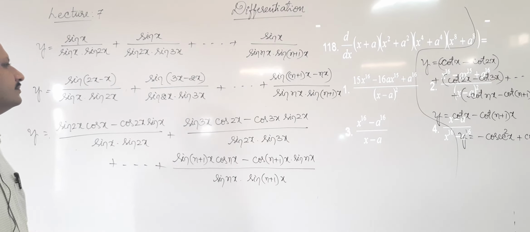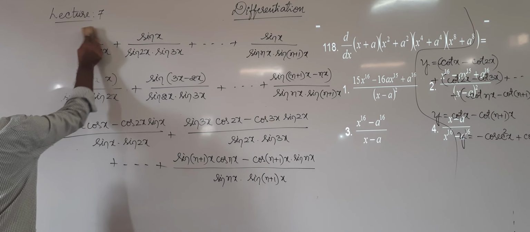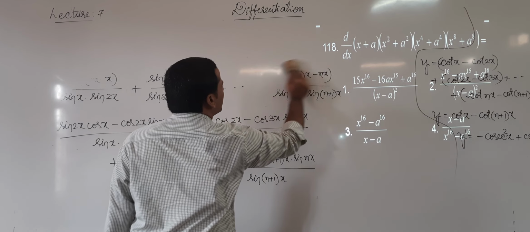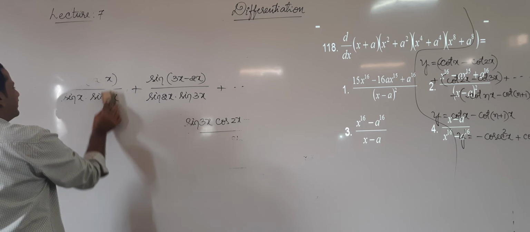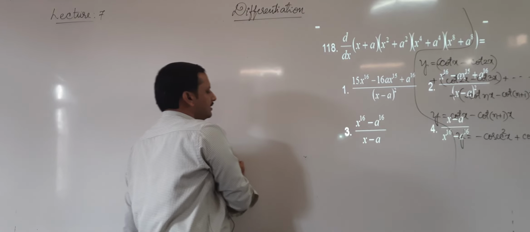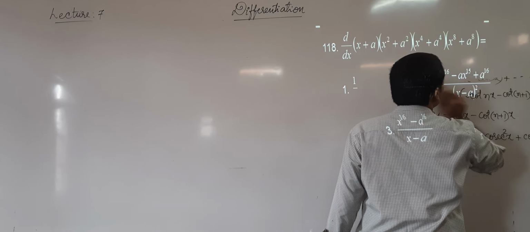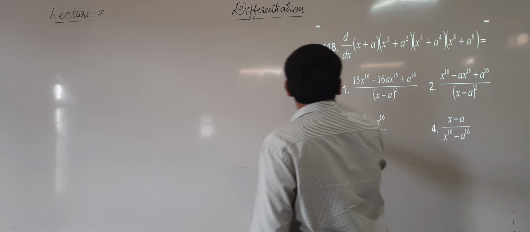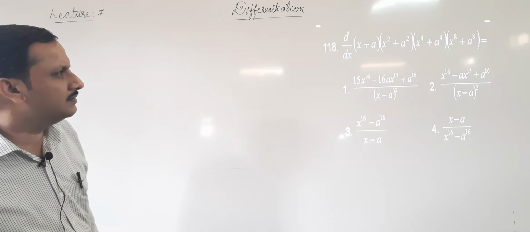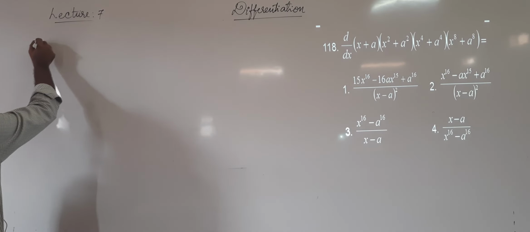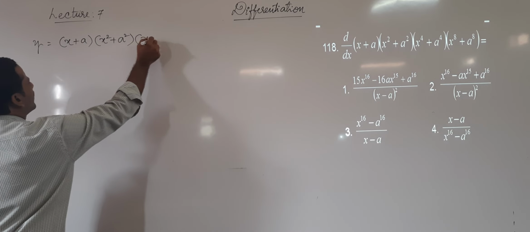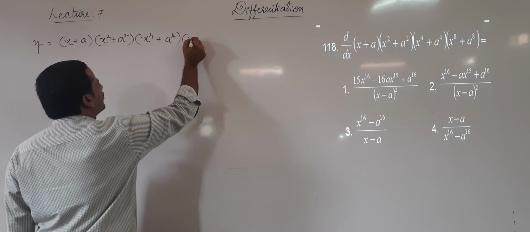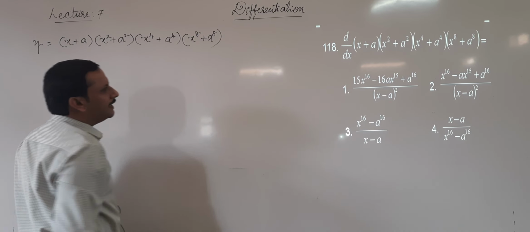Okay. Next, 118. d by dx of (x+a)(x^2+a^2)(x^4+a^4)(x^8+a^8) is equal to... I'll call this y. Let y is equal to (x+a)(x^2+a^2)(x^4+a^4)(x^8+a^8).